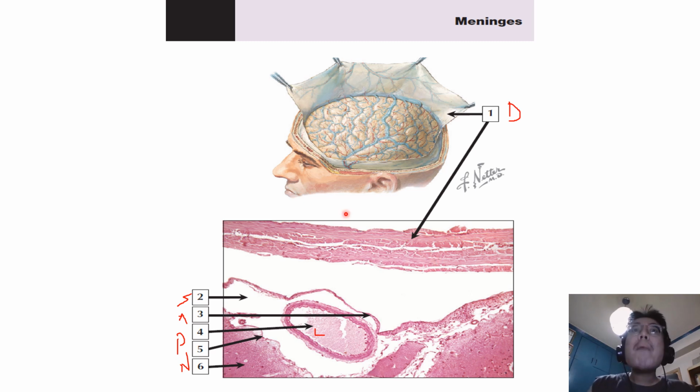fibroblasts. Below the dura mater is the arachnoid mater, labeled here as number 3, and below it, labeled as number 5, the pia mater. The arachnoid and the pia mater are thinner and more delicate compared to the dura, and together, the arachnoid and the pia mater are known as the leptomeninges. A useful mnemonic for that is LAP. The leptomeninges are comprised of the arachnoid and the pia mater.